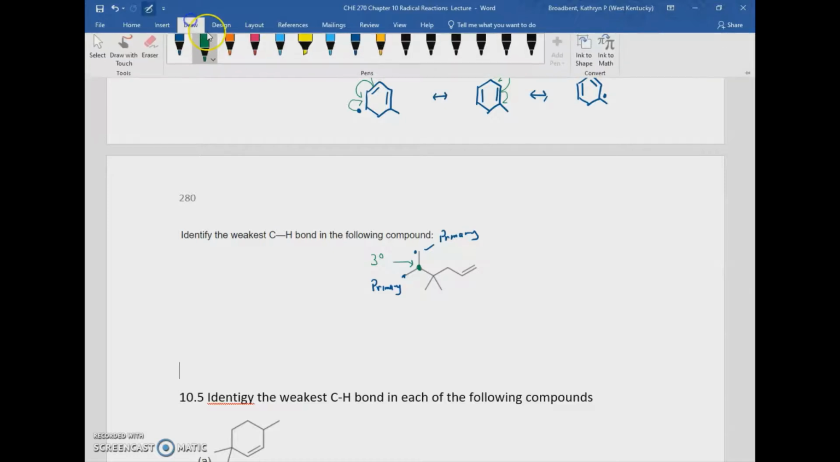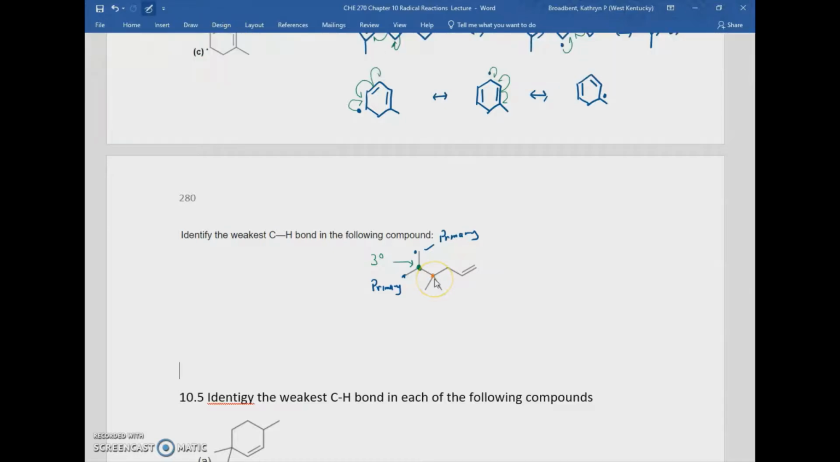Beware of the orange one here. There are no hydrogens to be pulled off, so it's not possible to make a radical there. Okay, so then the bright pink one here is going to be a secondary. And then we have these that are on the double bond. Those are not going to be very reactive.